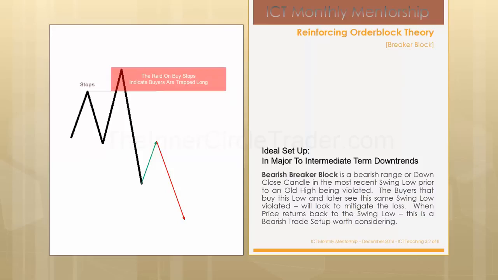The salient points are what we're looking for is an old high to be ran out or a false break above an old high. This raid on buy stops indicate buyers are trapped long. We know this is true when the market quickly does a repricing. That's seen here. Repricing lower after buy stops are taken, that is a confirmation that we are potentially seeing a new breaker forming.